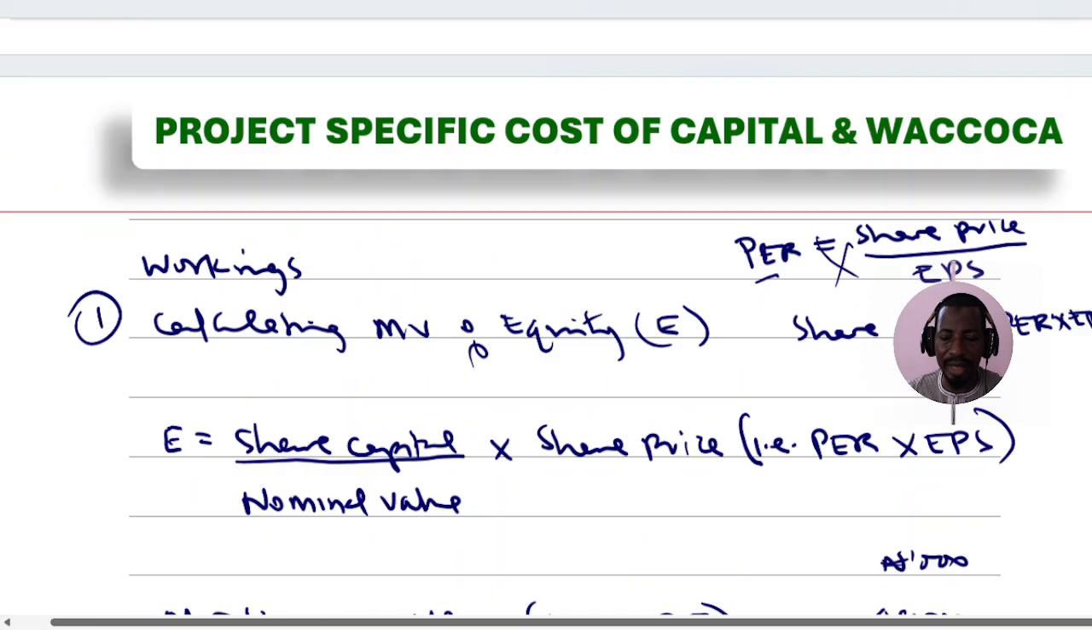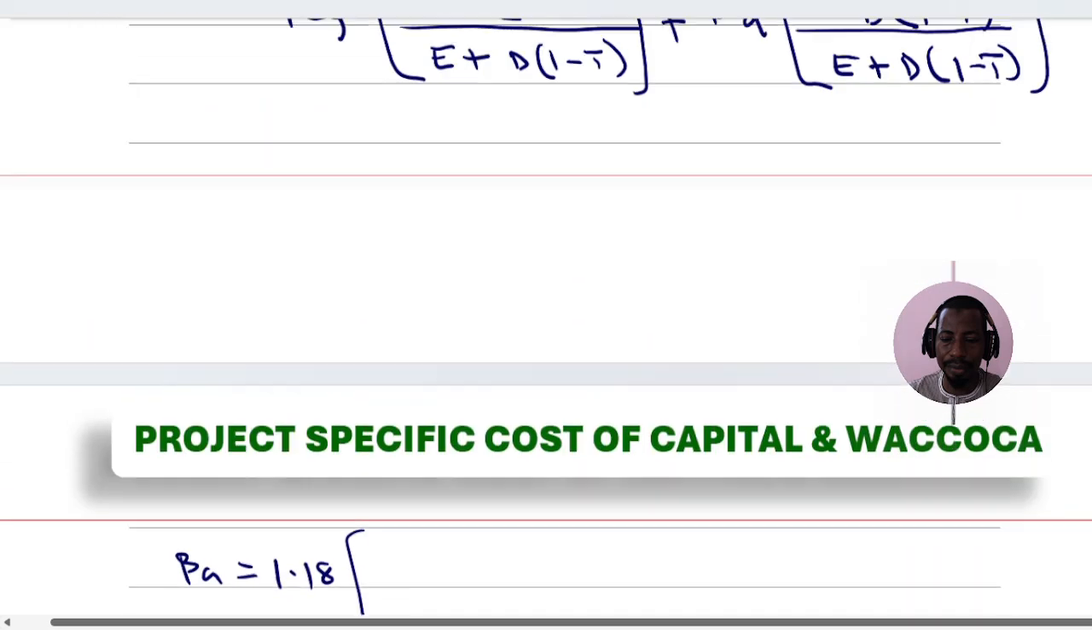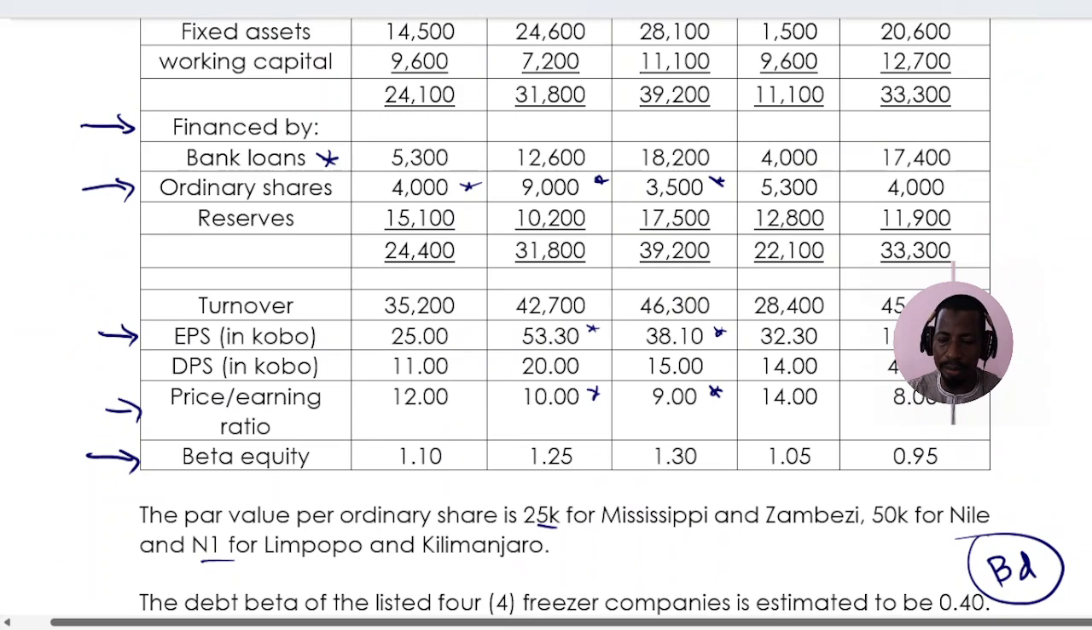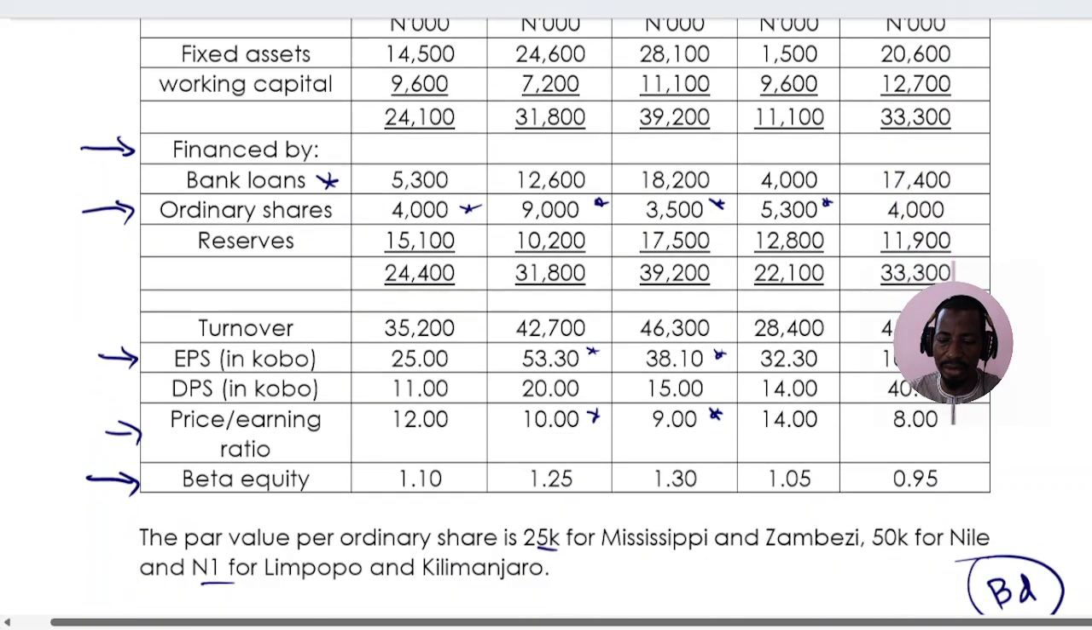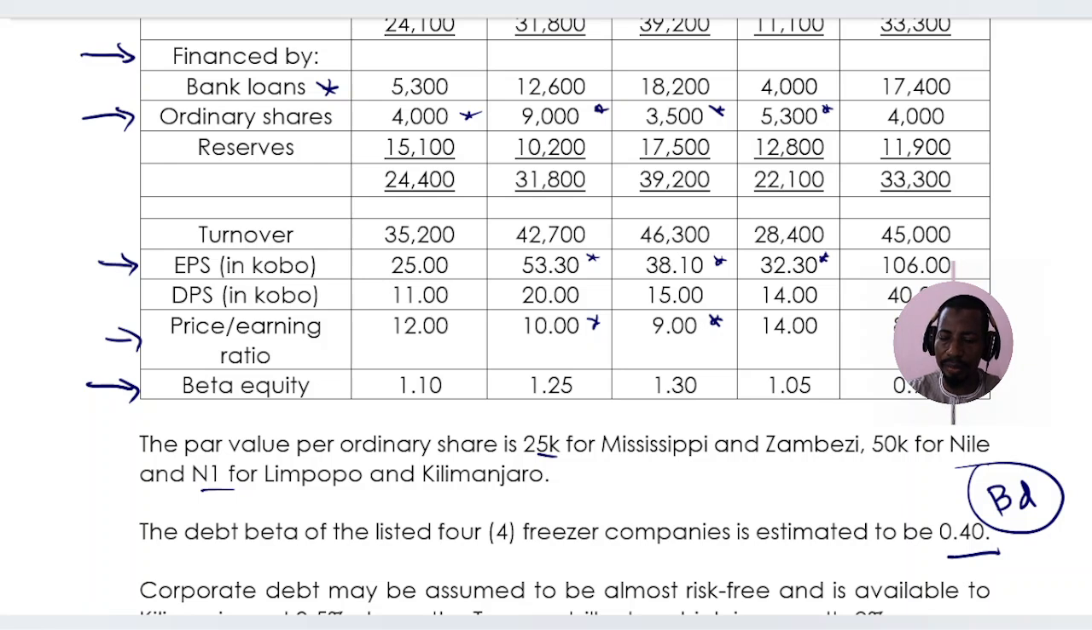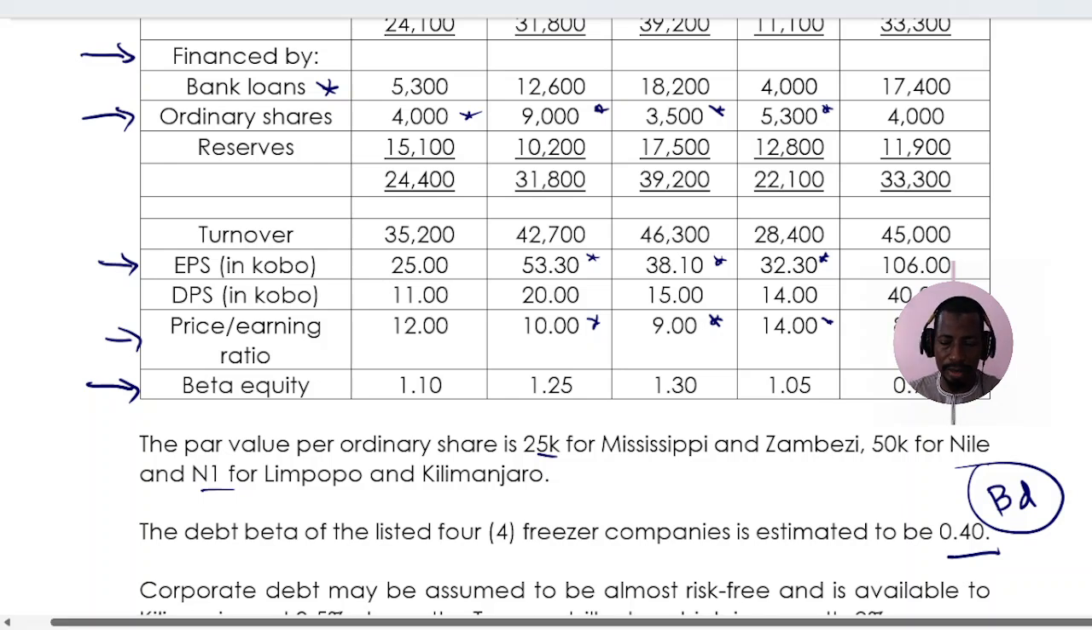So what's the share capital of Nile? The share capital of Nile is 5,300. Price earning ratio is 14. Earning per share is 32.3. Then the par value of Nile is 50 kobo. All right, so 53 divided by 0.5.